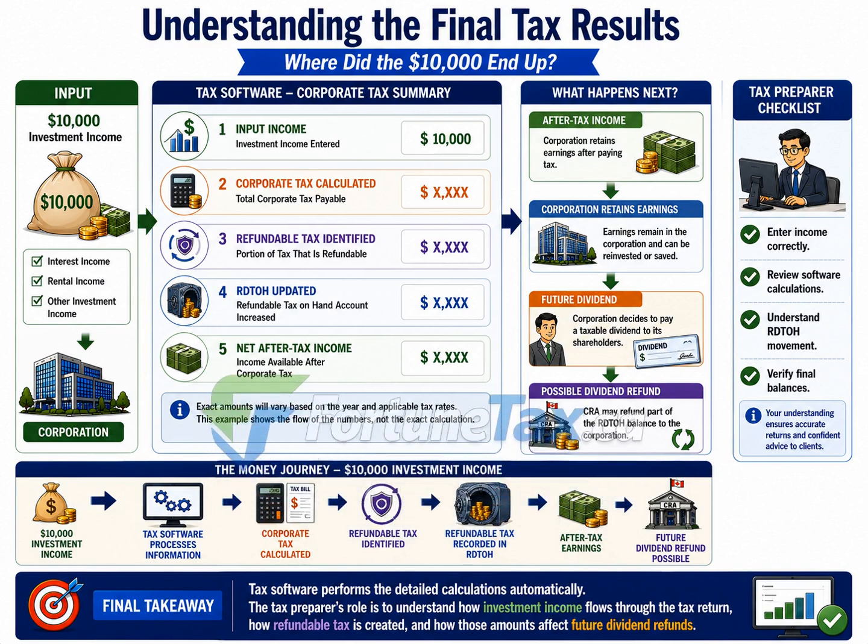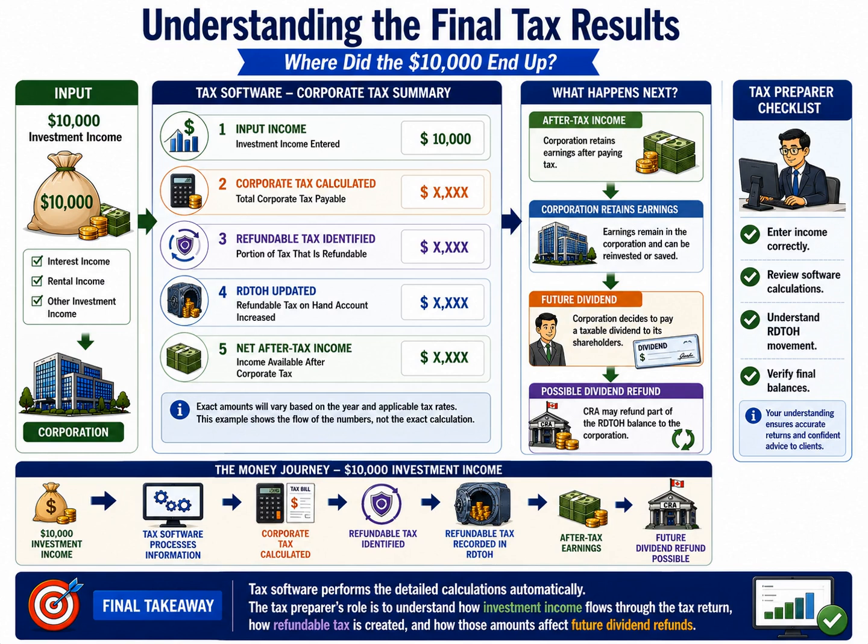Notice how every number produced by the software tells part of a larger story. The investment income starts the process. Corporate tax is calculated. The refundable portion is identified. The RDTOH account is updated. After-tax earnings remain in the corporation. And finally, a future dividend may trigger a dividend refund.